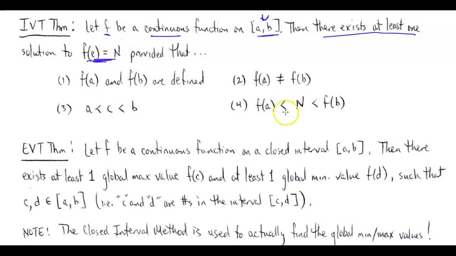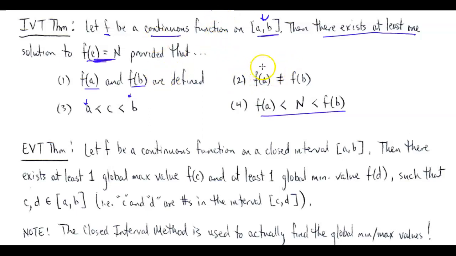N is going to be a value that is strictly in between the corresponding y values that go with these x values. And we know that these y values are going to be defined because the function is continuous over this closed interval, which means that every x value from x equals a to x equals b is going to have a corresponding y value to go with it. Okay.